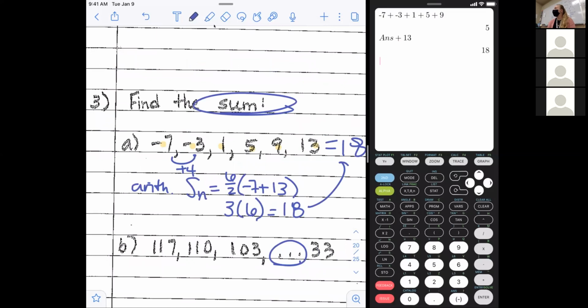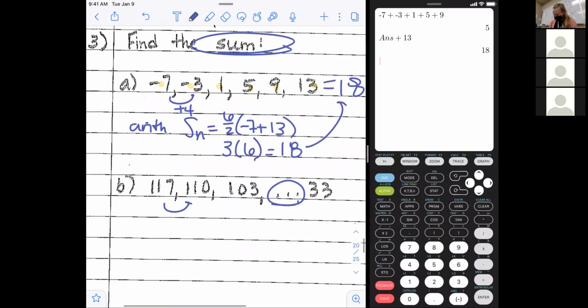Now, for letter B, you could do what we did in letter A, but you have to find all the terms that are missing between 103 and 33. Is this arithmetic or geometric? Am I adding or subtracting or multiplying or dividing to get to the next term? Arithmetic, good. What am I adding or subtracting? -7. So it's arithmetic, so I'm using the same formula I did before. My common difference is that -7. That's what you're doing between each term to get to the other one.